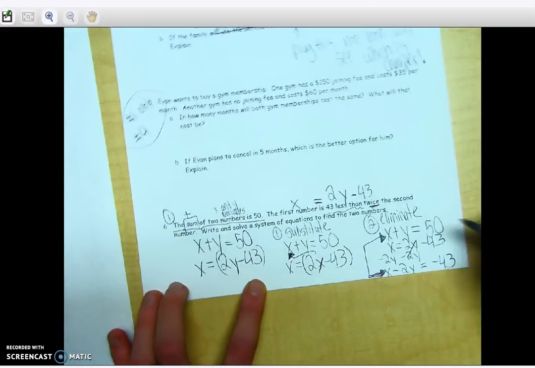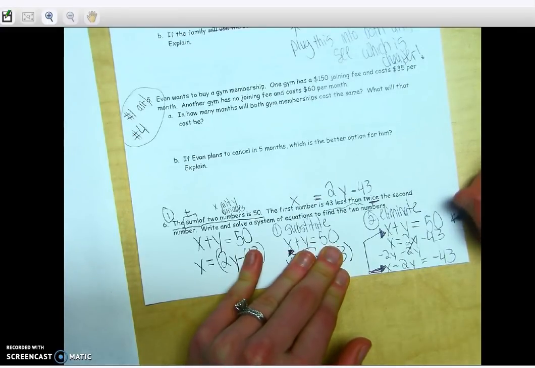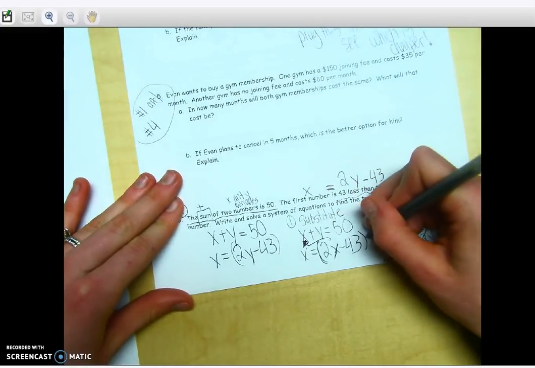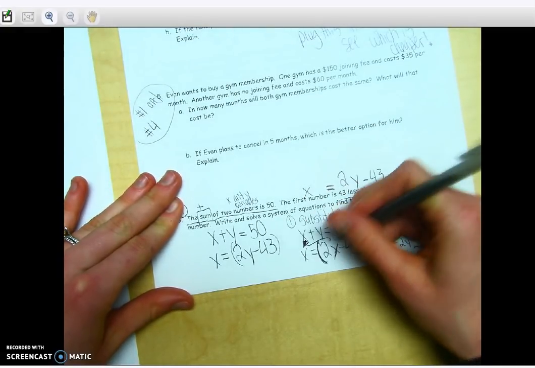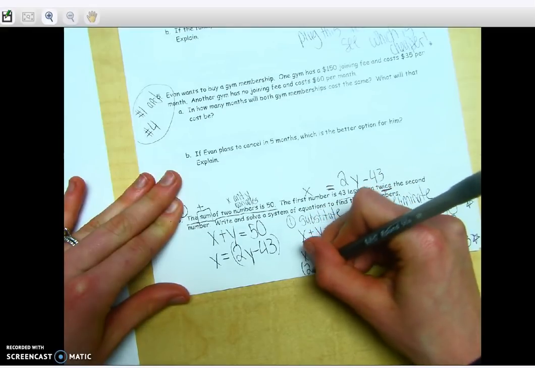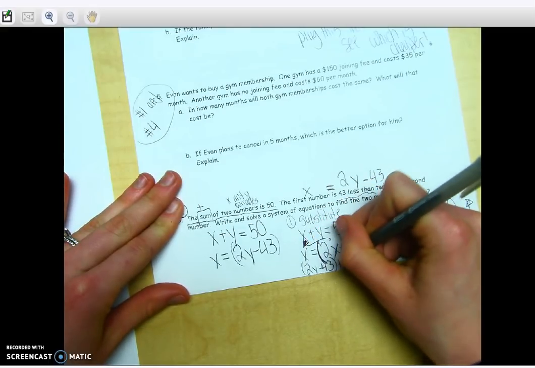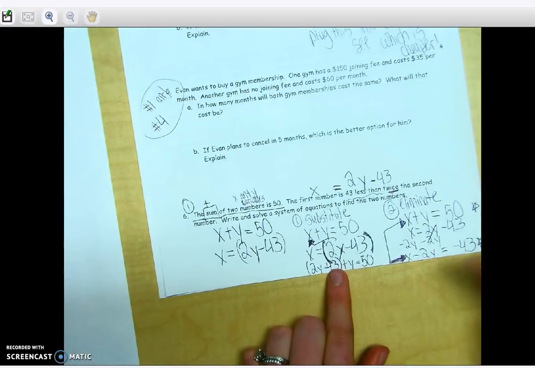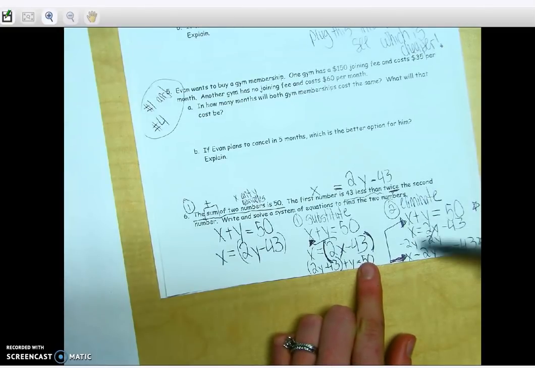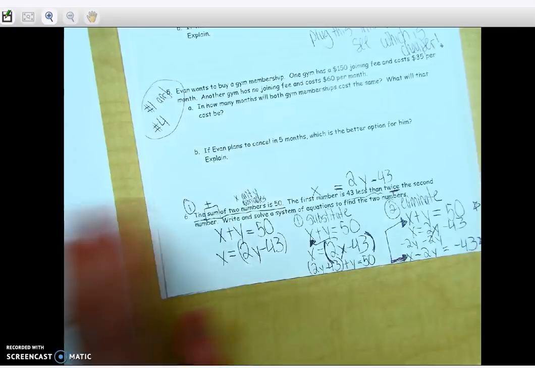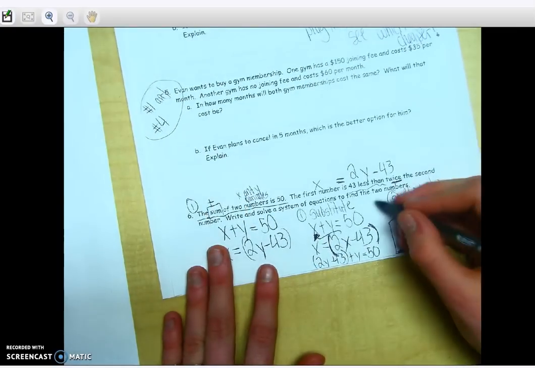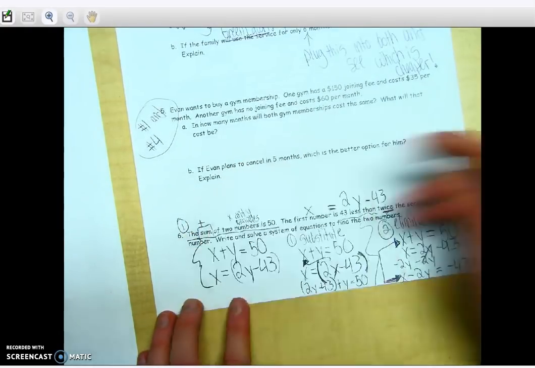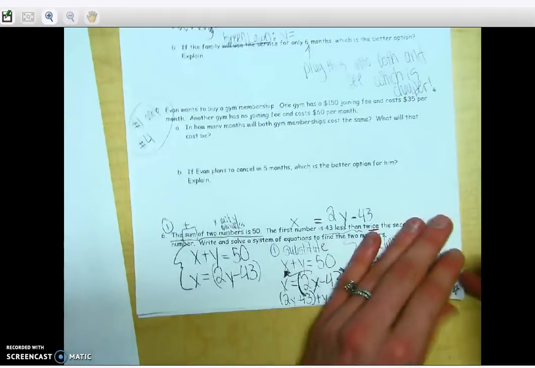So either way, you're going to eliminate with these two equations, or you can substitute in for x and say I have 2y minus 43 plus y is equal to 50. And then solve for y. Or you eliminate either x or y and then solve for x. Okay? So you don't have to do both methods. I want you to try either one, but that's just a good jump start for you. We have our system of equations, and then you have to figure out how to solve them. Okay?